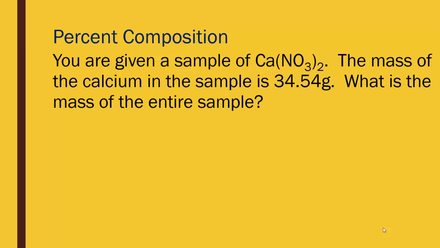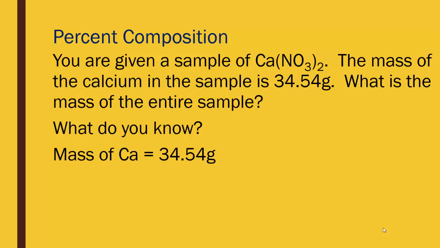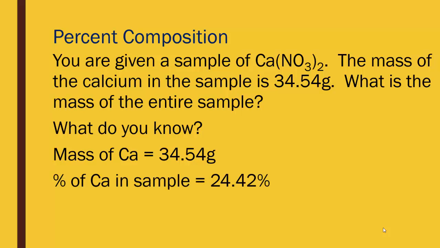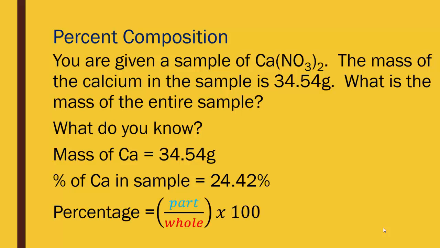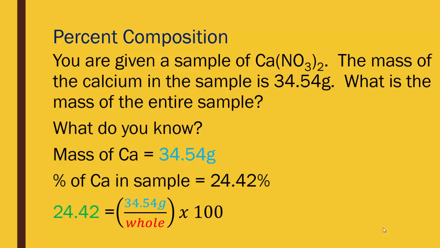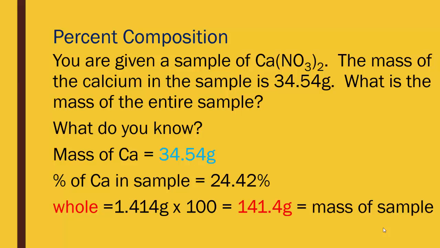Okay, we're going to stick with the calcium nitrate because we know the percentage of calcium. Now this time you're given the mass of the calcium. What's the mass of the entire sample? What do you know? The mass of the calcium is 34.54 grams. The percentage is 24.42%. We know the equation. We know the part. We know the percentage. So put them into the formula. Now you're going to swap the 24.42 and the whole. That's the down and dirty way of doing this. So it rearranges to this, which when you start doing the math goes to this, which goes to this. So we have 141.4 gram sample. That's all you have to do.